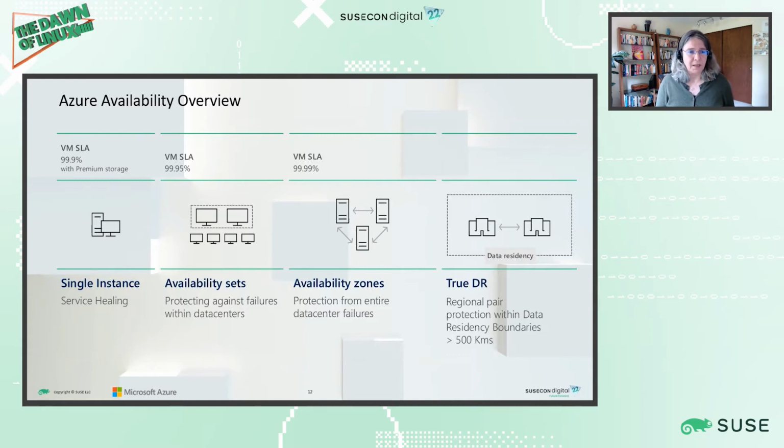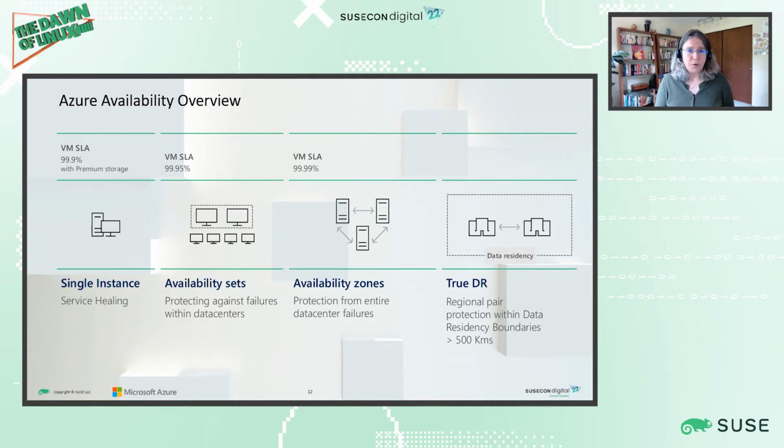Relying on service healing is typically appropriate for non-critical, non-production SAP systems. When we talk about critical production SAP systems, the typical choice would be to deploy either in availability sets or across availability zones.